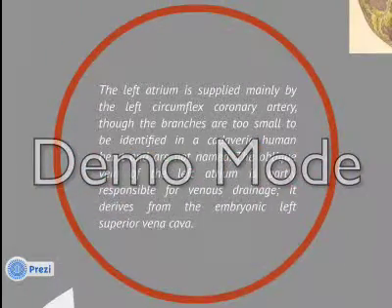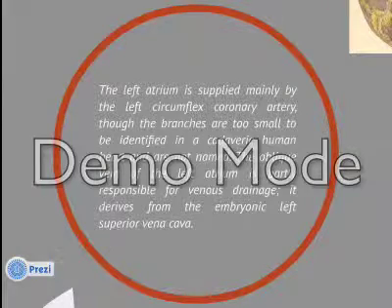The left atrium is supplied mainly by the left circumflex coronary artery, though the branches are too small to be identified in a cadaveric human heart and are not named. The oblique vein of the left atrium is partly responsible for the venous drainage. It derives from the embryonic left superior vena cava.